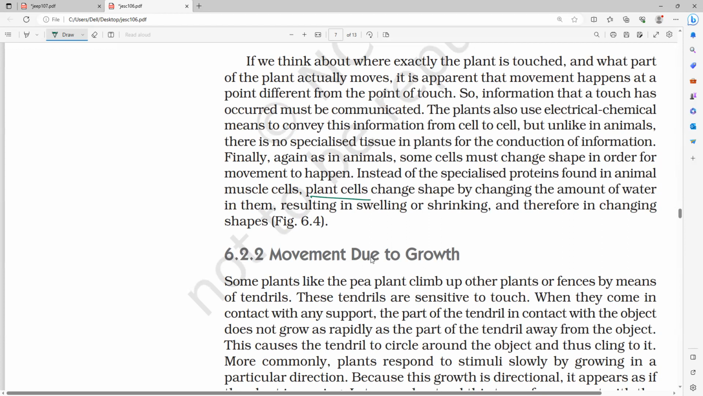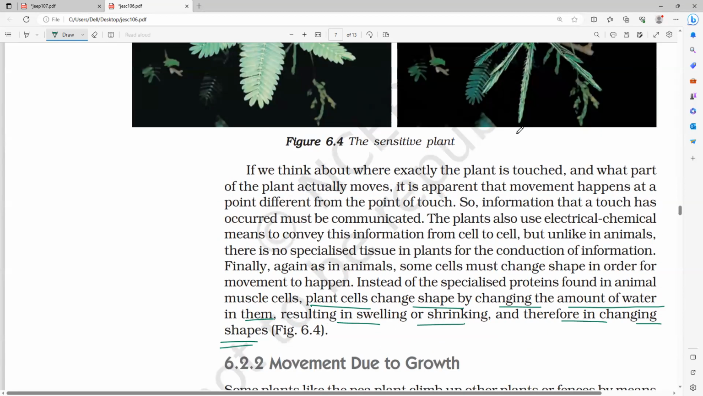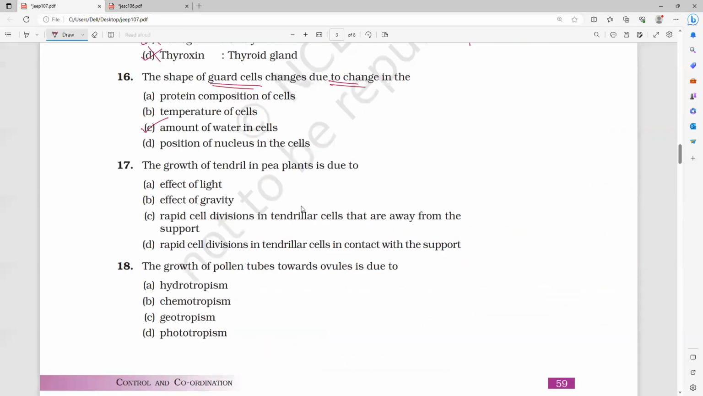The plant cells change shape by changing the amount of water in them, resulting in swelling or shrinking, and therefore in changing shapes. Even we discussed it for the touch plant, how it bends. I explained that mechanism very clearly. Do you all remember? So the touch-me-not plant, by changing the amount of water in them, results in swelling and shrinking.